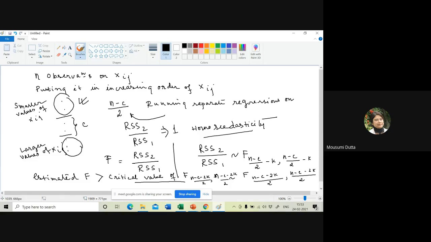So any possible contrast between RSS1 and RSS2 is reduced.